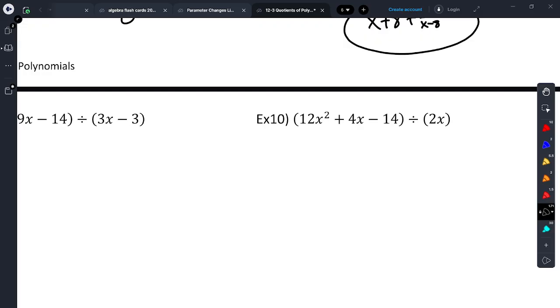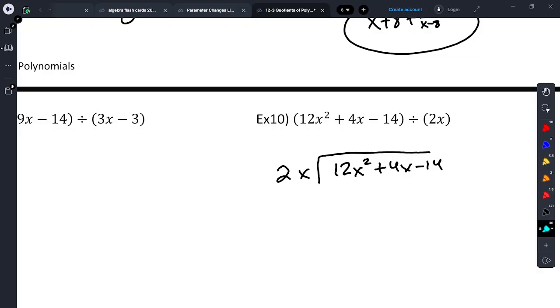In fact, if I put these in the notes, this would be the easiest one to do. Okay? I don't need a place value for this. Okay? And you'll see why in a minute. So 12x squared plus 4x minus 14 being divided by 2x. It's actually easier.